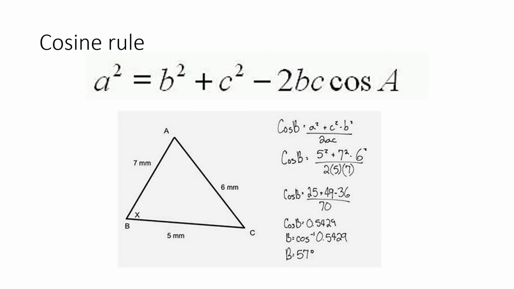Here's the cosine rule. a squared equals b squared plus c squared. Well, that looks familiar from somewhere. Minus 2bc cos A. Another example, which you can read through when you pause the video.